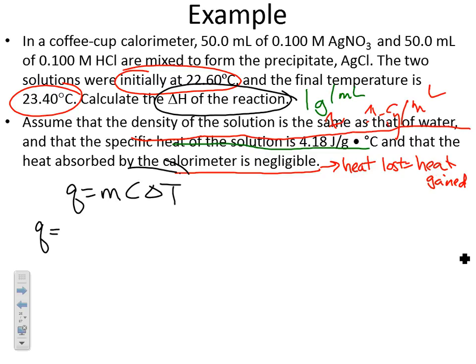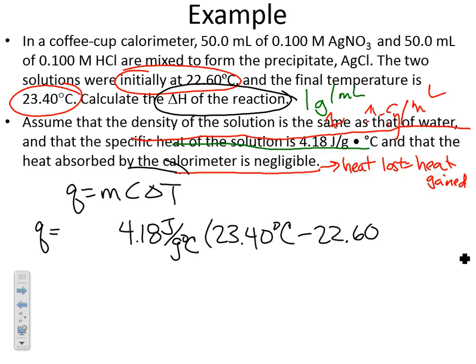Okay. Well, I have C. That's 4.18. The problem told me to assume that the specific heat of the solution was the same as that of water. Great. Delta T, final minus initial. The final temperature was 23.40 degrees Celsius. The initial temperature was 22.60 degrees Celsius.